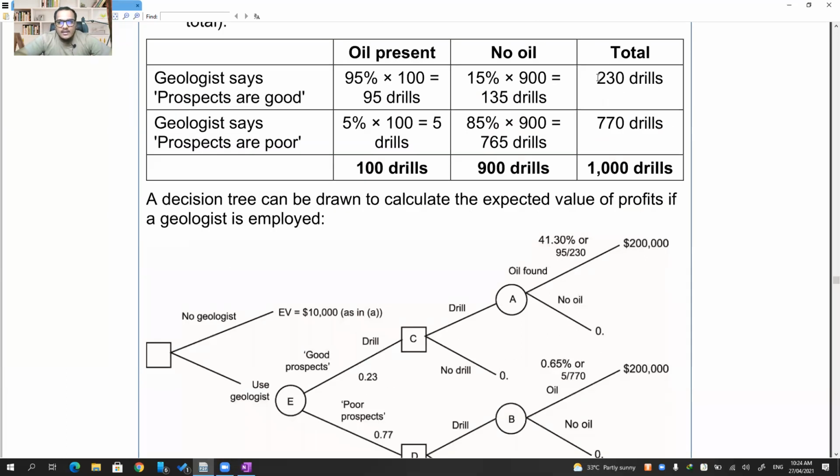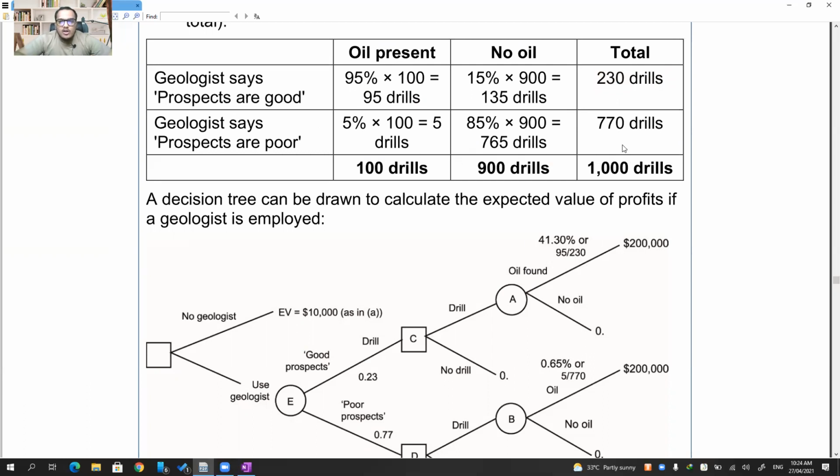And in this 230, how many times will we find oil and how many times will we not find oil? So we'll find oil 95 times out of the 230 times. 95 out of 230 times we'll find oil. See, 95 by 230, that is 41.3 percent.